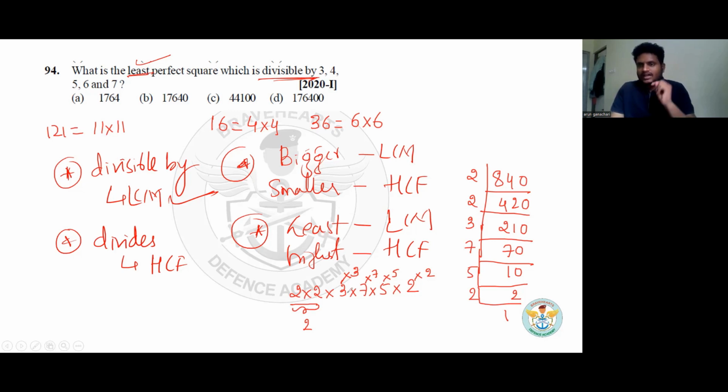There was only one 3. I gave it one more 3. There was only one 7. I gave it one more 7. There was only one 5. I gave it one more 5. There was only one 2. So I gave it one more.